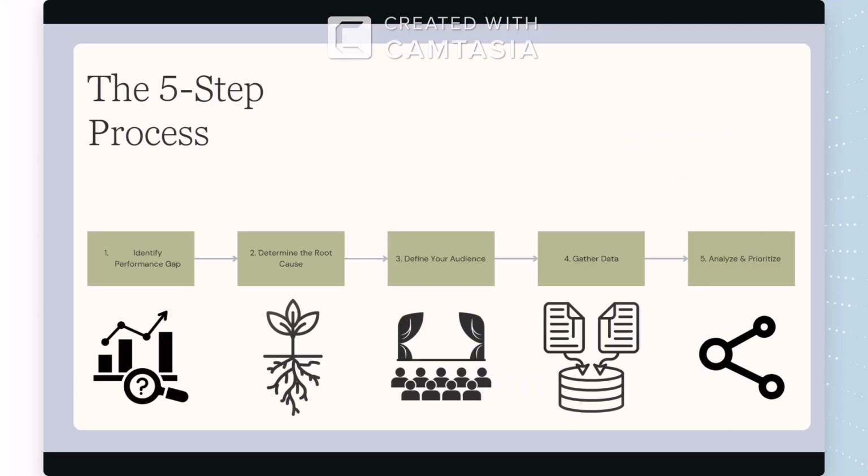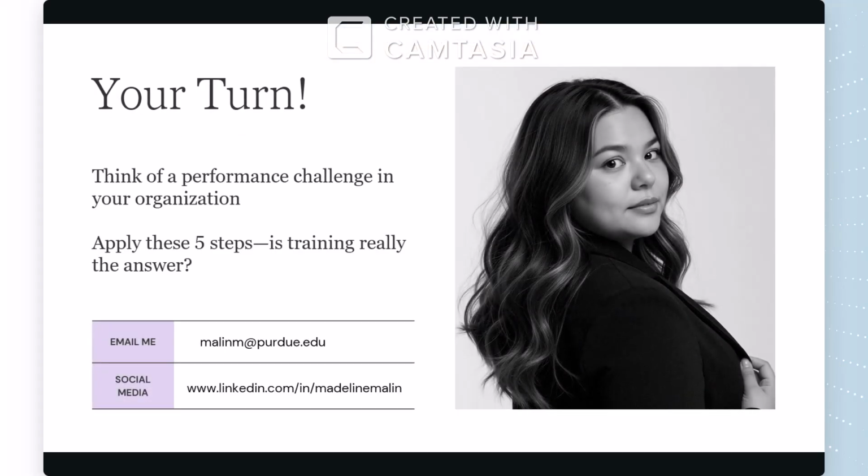Let's recap. Identify the performance gap. Determine the root cause. Define your audience. Gather data from multiple sources, and analyze and prioritize. These 5 steps will help you diagnose problems accurately and recommend the right solution, whether it's training or something else entirely. Now it's your turn.